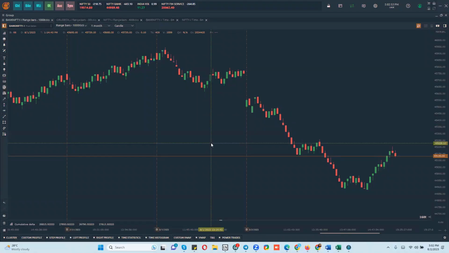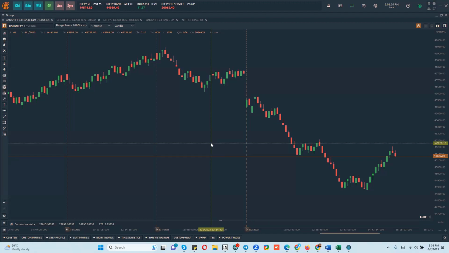Okay, so today I'm going to talk a little bit about range bar charts. For those who are not familiar with range bar charts, I will give a brief explanation as well, and if you have any questions, you can ask at that time. Then we will move forward with order flow analysis based on range bar charts and what you can do with this. So let's begin with range bar charts.